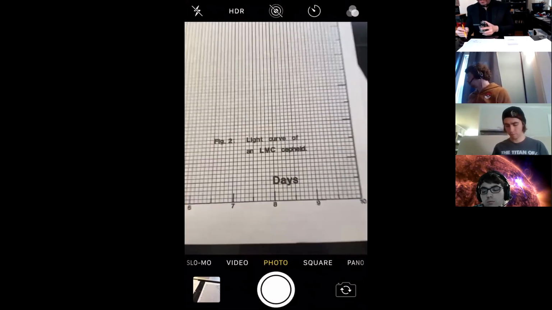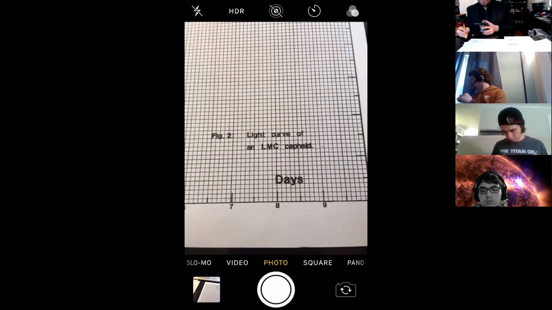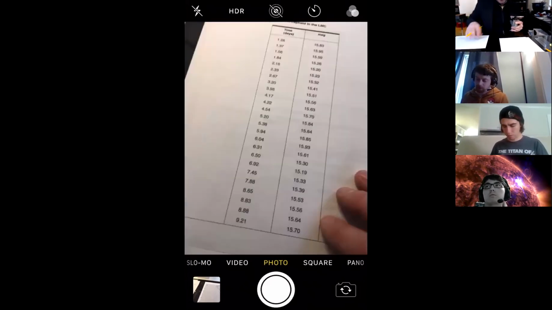This time on page... oh, it's on the back side of that. It's figure 2, the light curve of a Large Magellanic Cepheid. So basically what I need the class to do, and what I'm going to be doing here with you, I'm going to do it too, is we're going to plot time versus magnitude on this graph, okay?